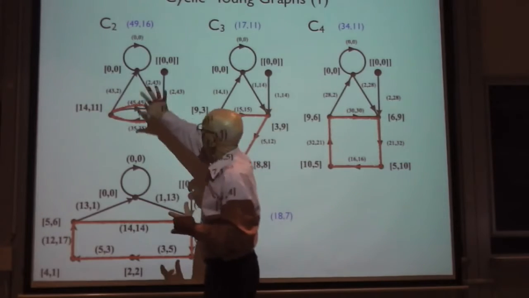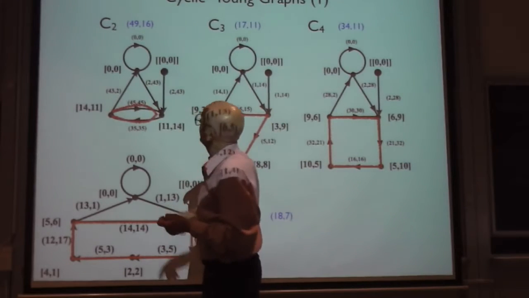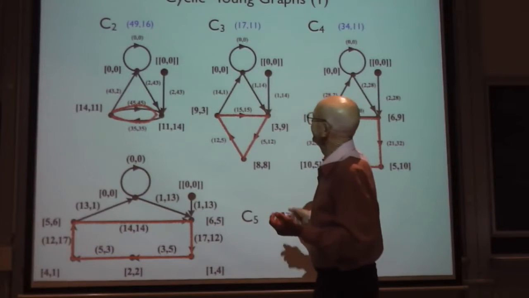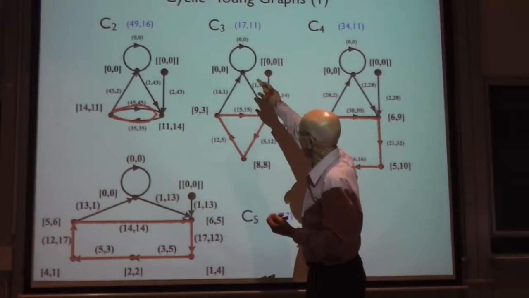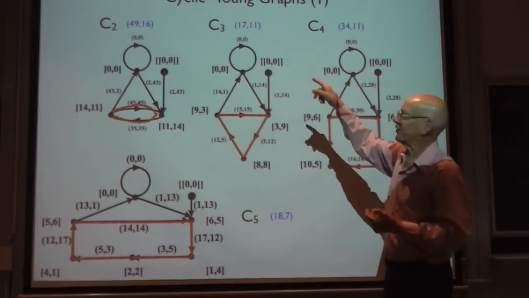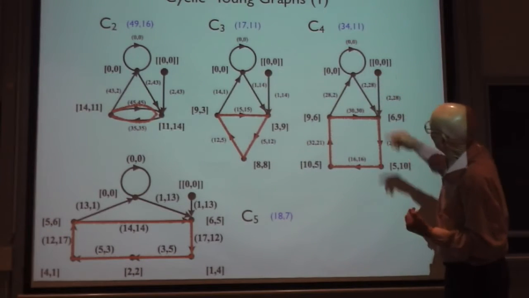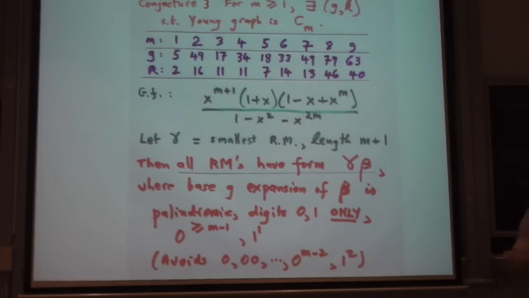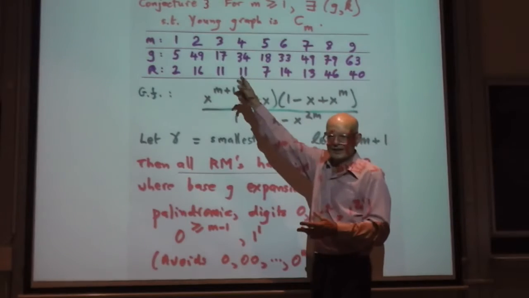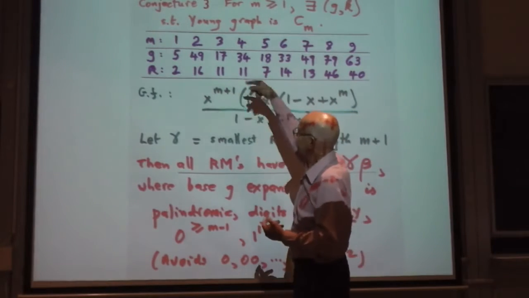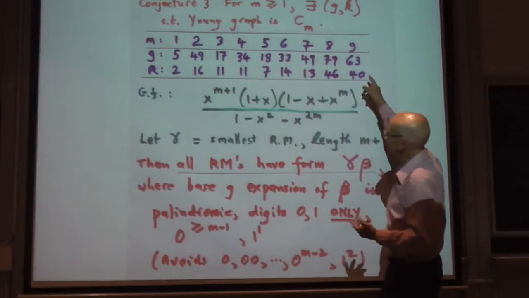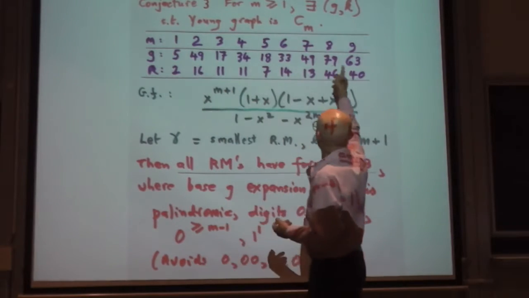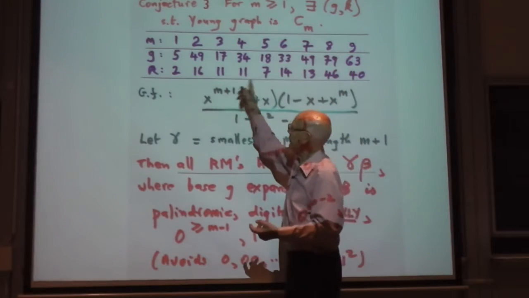So the first time you see this graph is when the base is 49 and the multiplier is 16. The first time you see C3, this one, is at 1711. The first time you see 4 is at 3411. And here's the list. So for the cyclic graphs, with a cycle of length m going from 1 to 9, the first time these occur is at these values of the base, and these values of the multiplier.